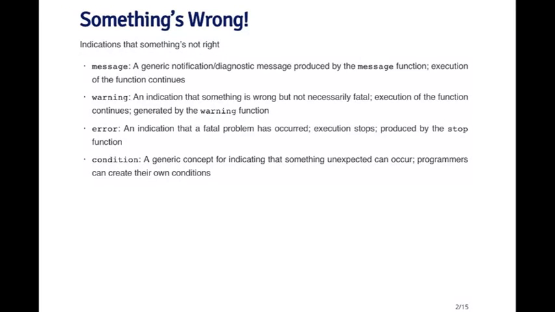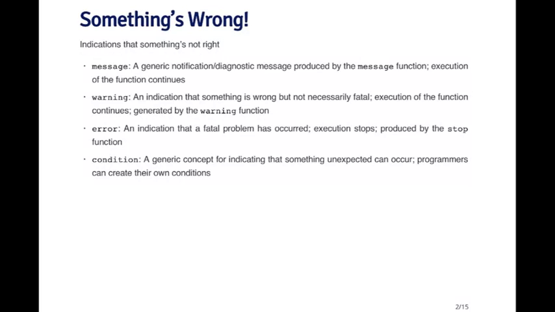There'll be a message that gets printed to the screen, and the execution of the function will continue, and that's all. The next level up is the warning. A warning is another indication. If you're writing a function and trying to figure out what's a message and what's a warning, or if you're using a function and wondering what that means: a warning is an indication that something unexpected happened.